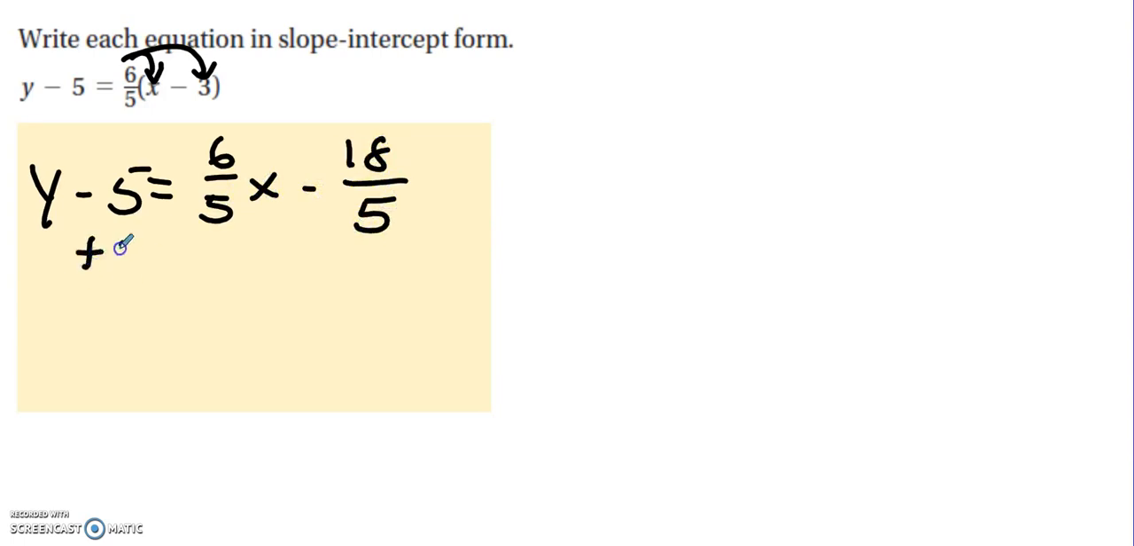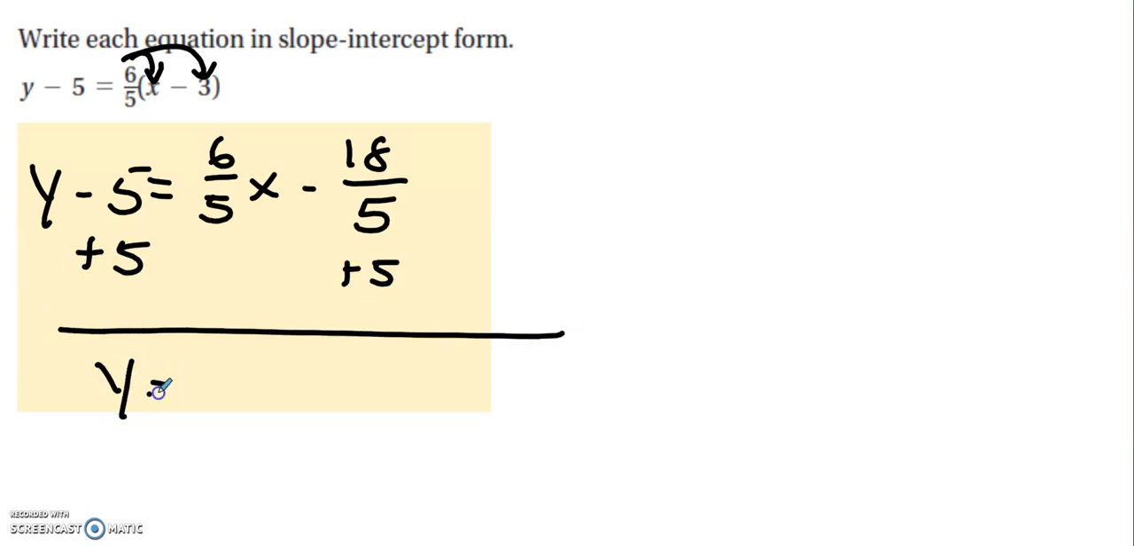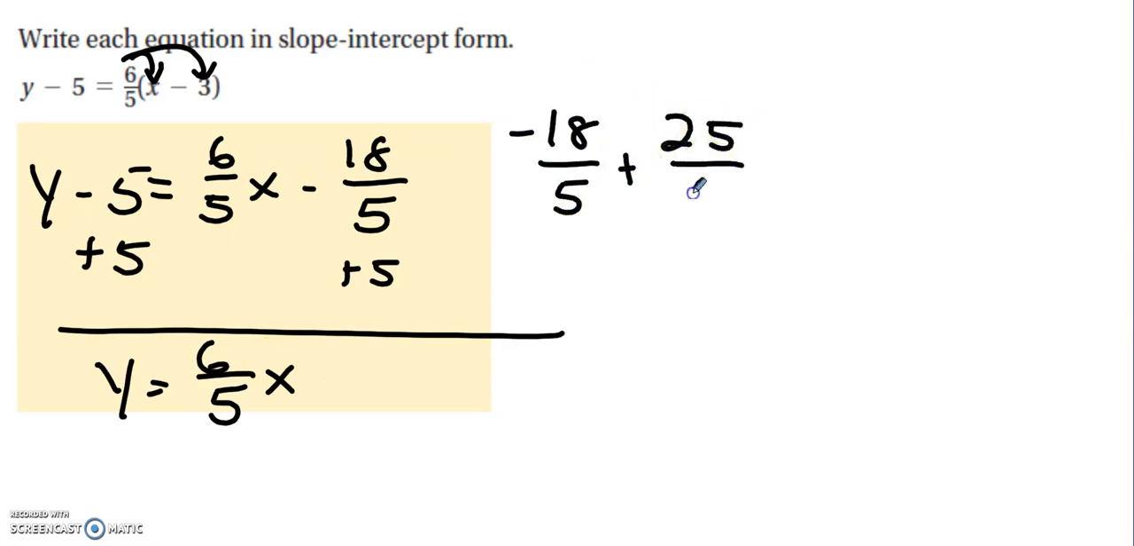And then we're going to add 5 to both sides. y equals 6/5 x, and we'll do this over here: negative 18/5 plus 25/5, which is what 5 is. So negative 18 plus 25 is 7/5, and that would be the equation of the line.